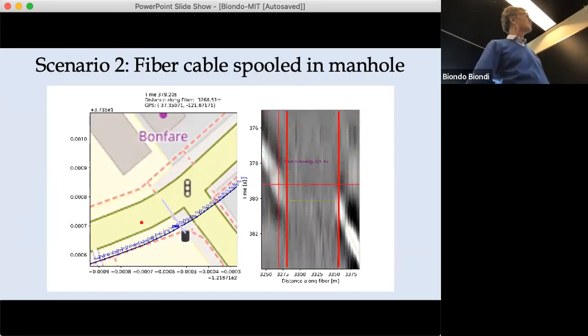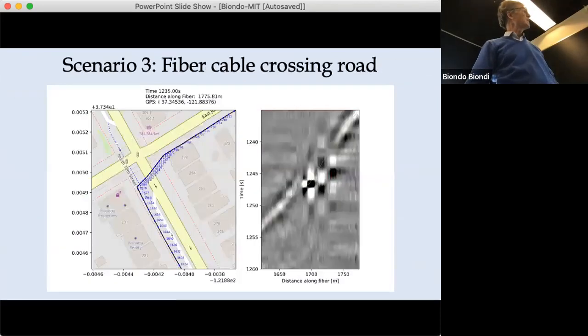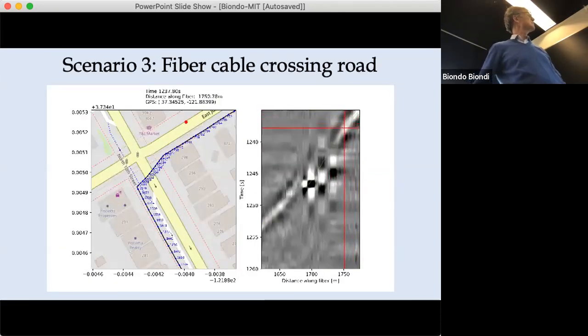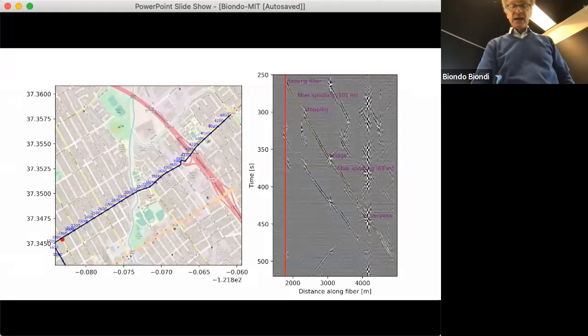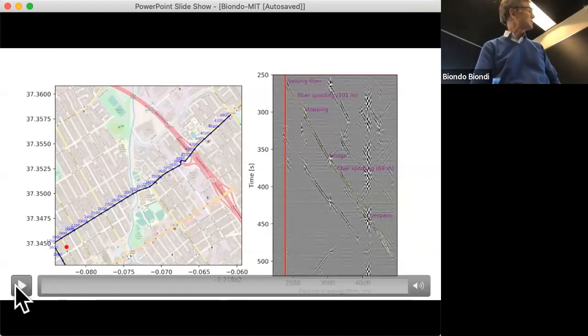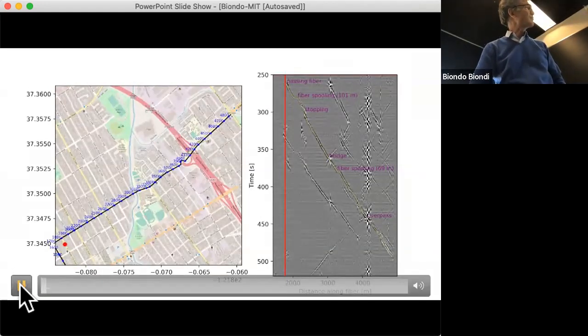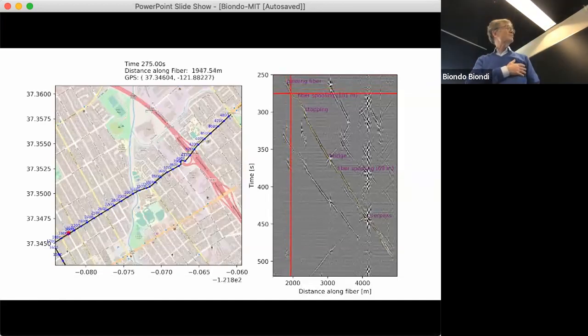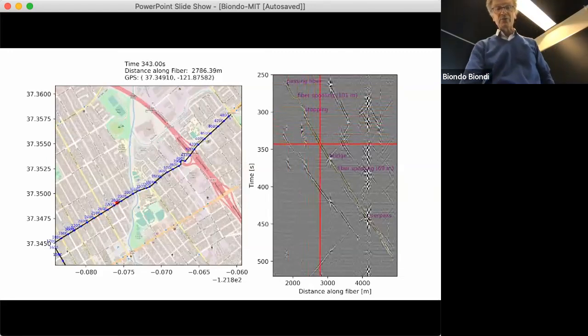And again, if you follow the car, you can see exactly when it gets through the manhole. And also you can see when, for example, the fiber turns around. The bigger picture is that you can not only map the fiber and all its potential challenges, but also follow the cars, and actually following traffic is one of the urban applications.